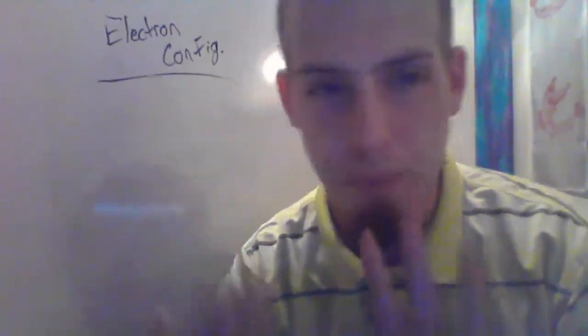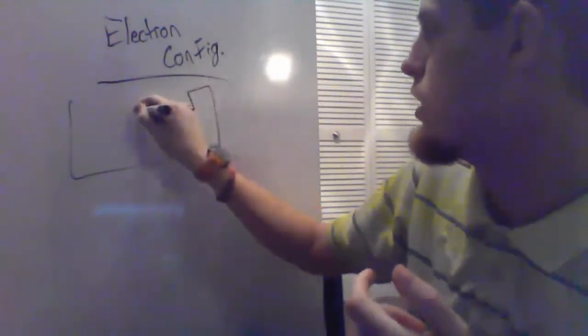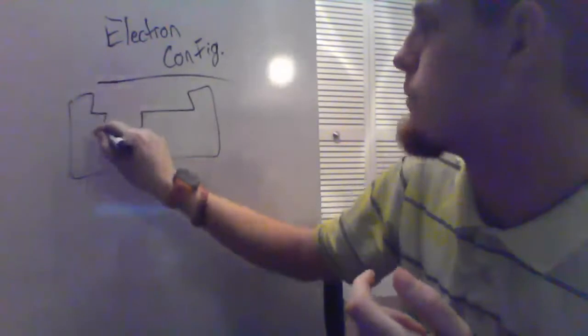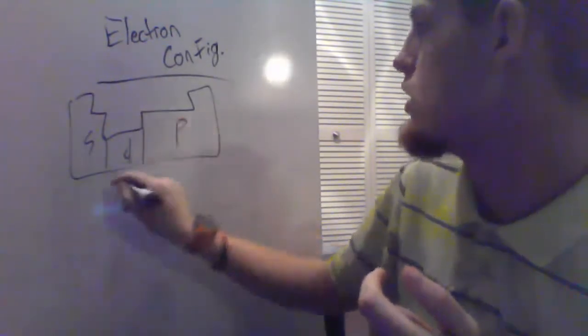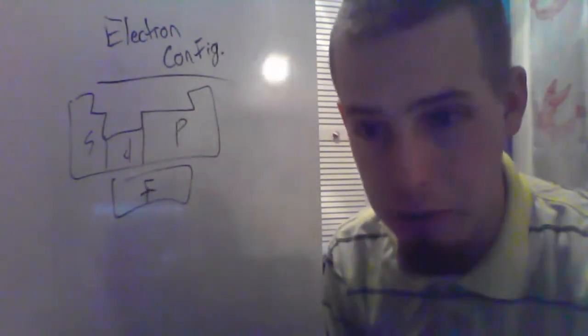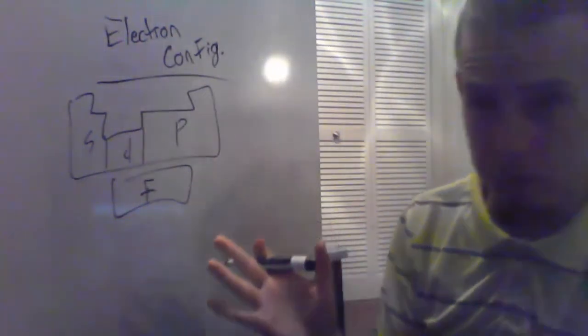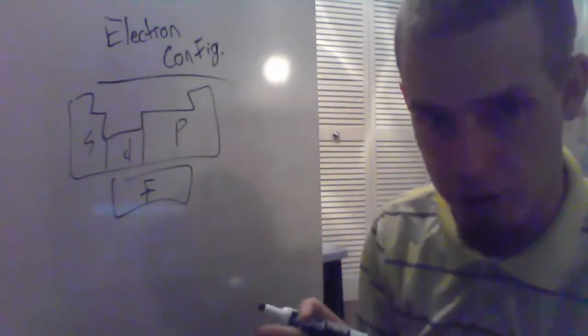Okay, so with electron configurations, there's that barcode. Essentially, to save some time, I'm just going to draw it. S, again not to proportion. S, P, D, F, totally not to proportion. That's a horrible table, I'm sorry. But there's a barcode with it, okay?